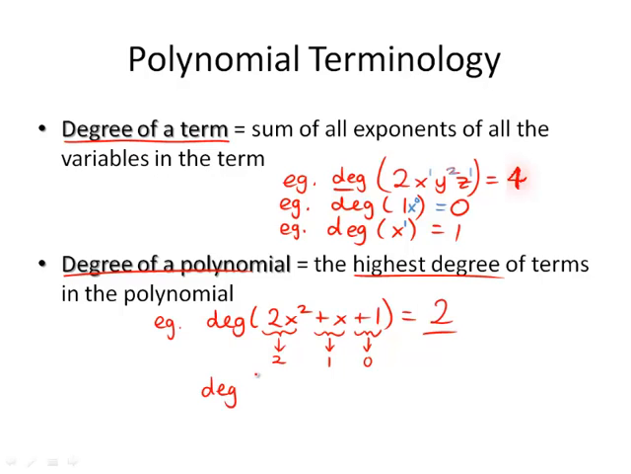Let's try another one. Find the degree of negative 5x cubed plus x squared minus xy plus 2. And what is the highest degree here? Well, this term, the degree is 3. This term, the degree is 2. This term, the degree is also 2. And this term, the degree is 0. So the highest degree is 3.